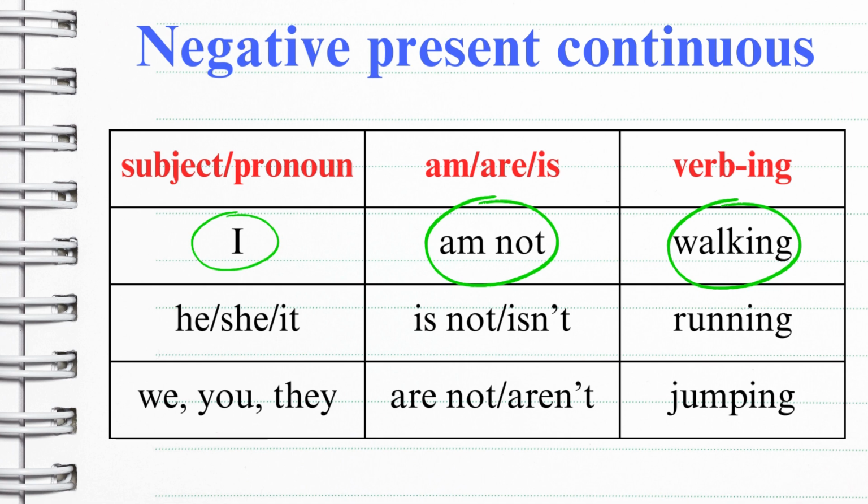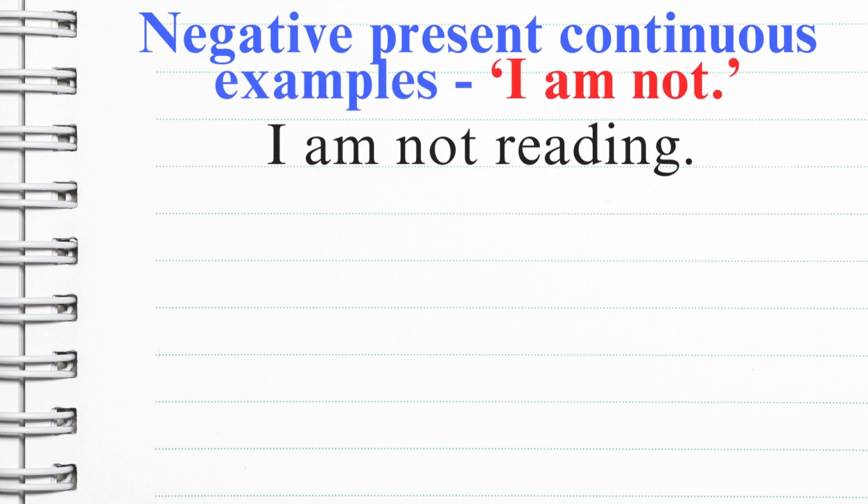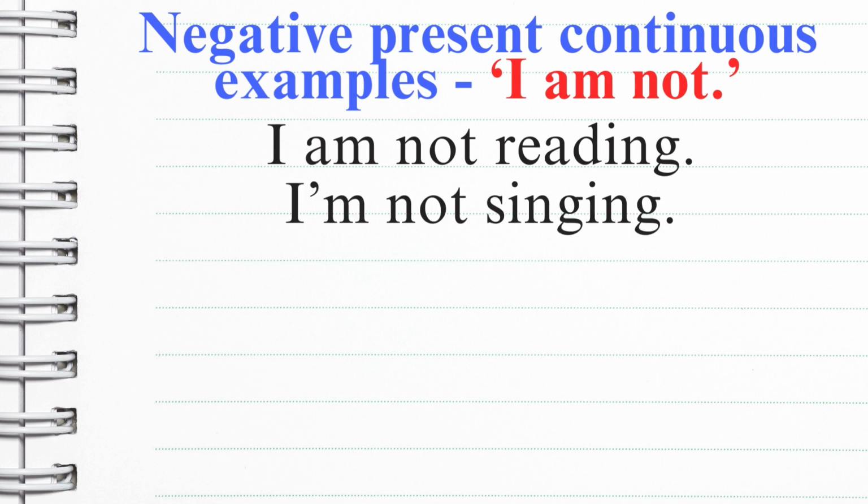Maybe someone's called you on the phone and they said, are you walking? And you would say, I am not walking. She is not running. They are not jumping. So let's have a look at some more examples of I am not. So I'm not reading. I'm not singing.